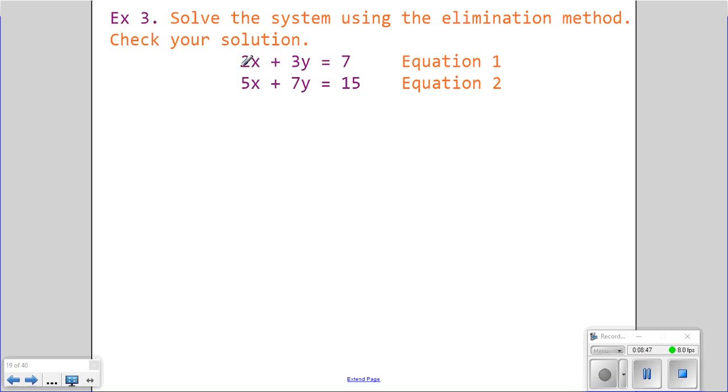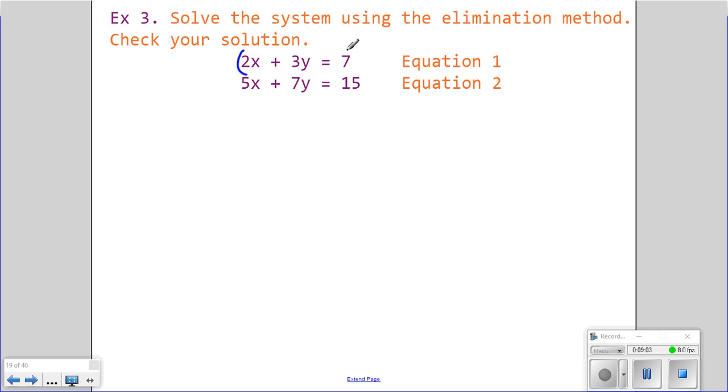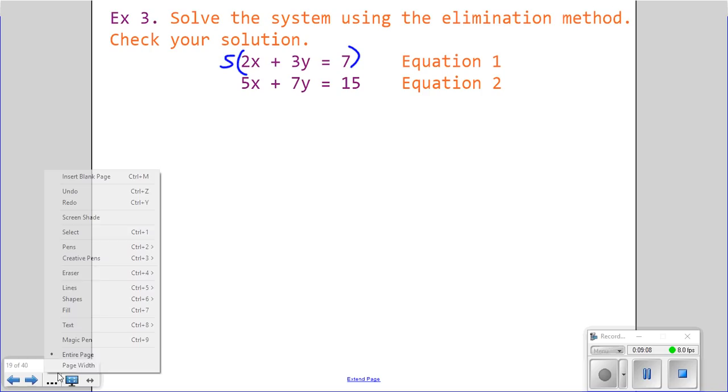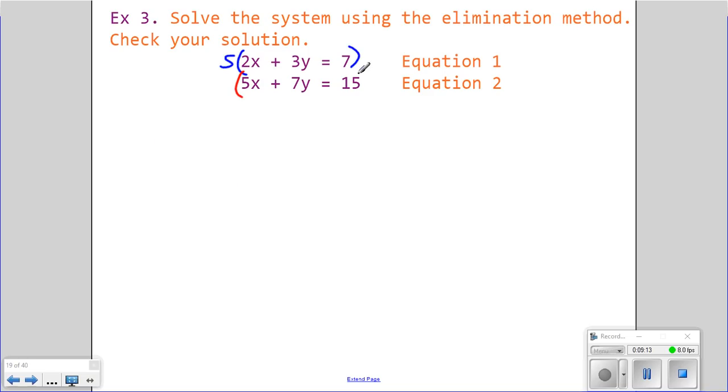So what does 2 and 5 both go into? 10. So let's make the first x positive 10. So that means I would need to multiply the entire equation by 5. Now I would have to make the second x term a negative 10. So that means I would need a negative 2.